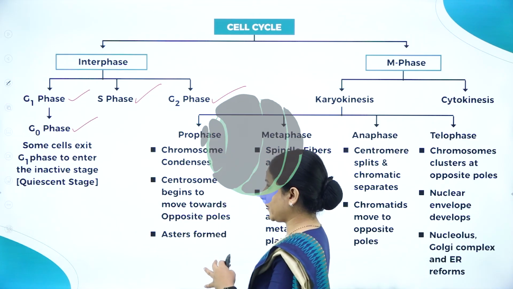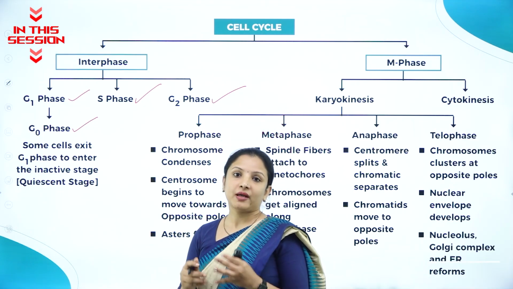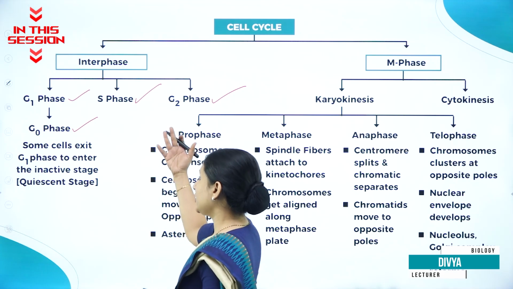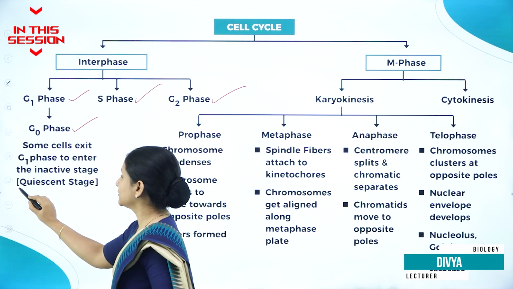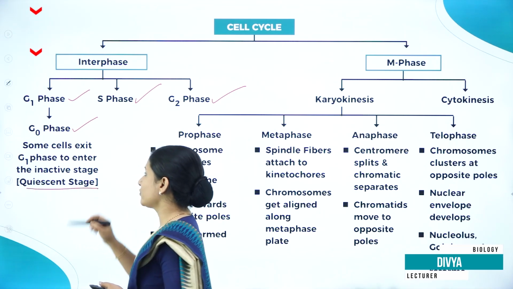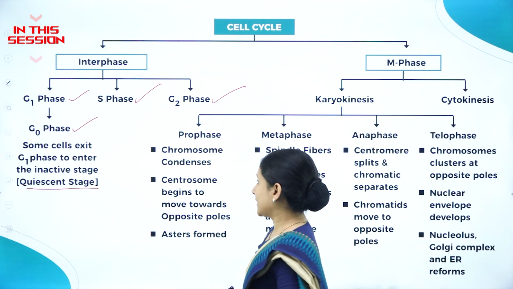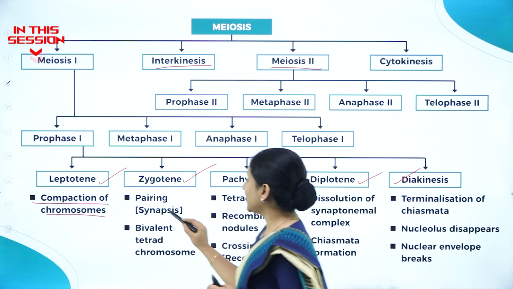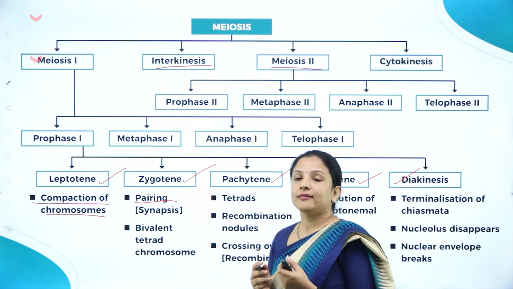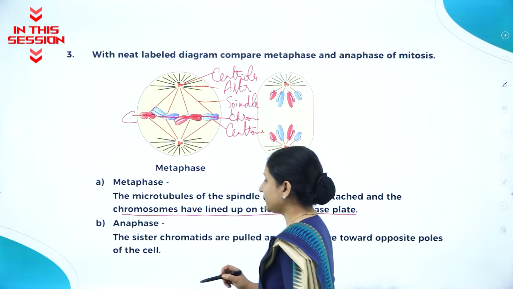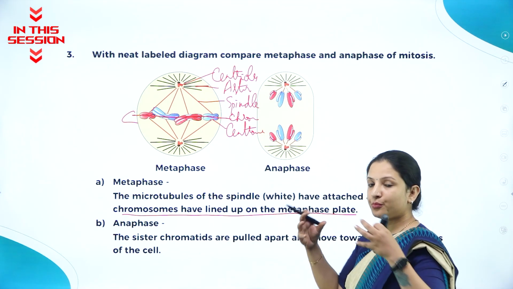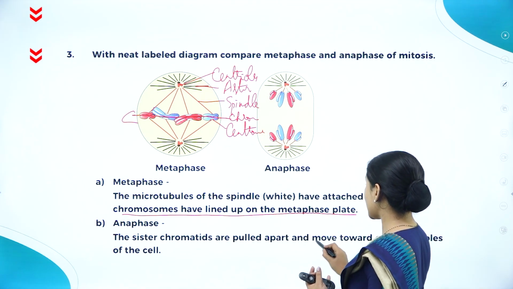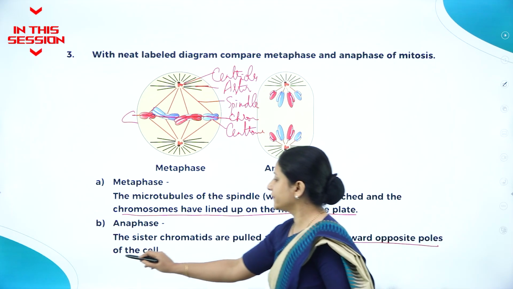In this G0 phase, the cells try to remain inactive and then they go back to the S phase, and that G0 phase is called the quiescent stage, wherein the cells are quite inactive. In zygotene, what happens is that those condensed chromosomes start pairing, and that is called synapsis. In anaphase, what happens? The sister chromatids are pulled apart from the metaphase plate and they move towards the opposite poles of the cell.